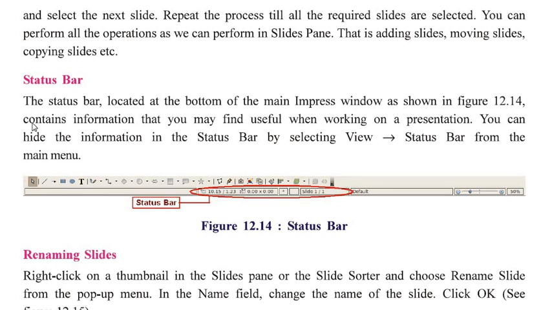Status bar. The status bar, located at the bottom of the main Impress window as shown in figure 12.14, contains information that you may find useful when working on a presentation. You can hide the information in the status bar by selecting View, Status Bar from the main menu.